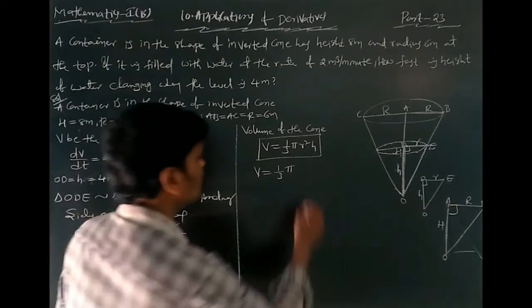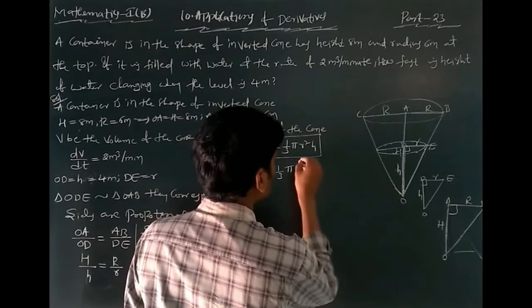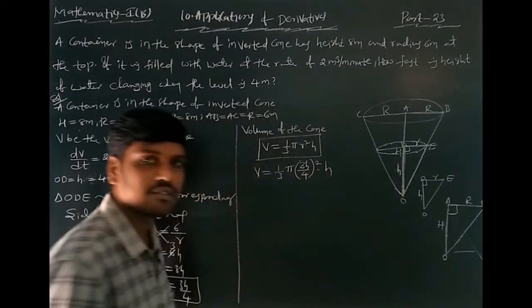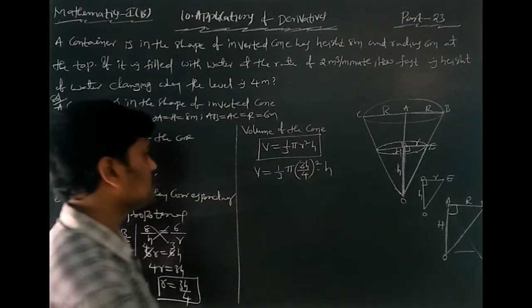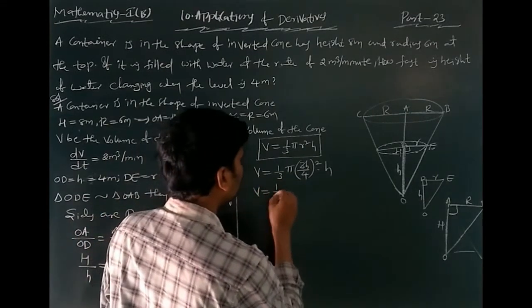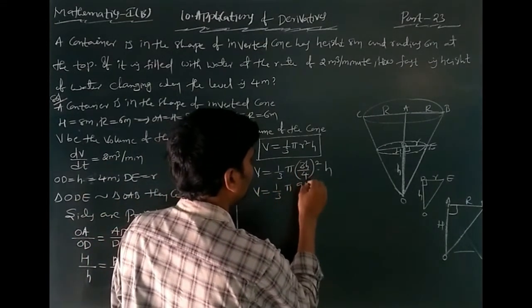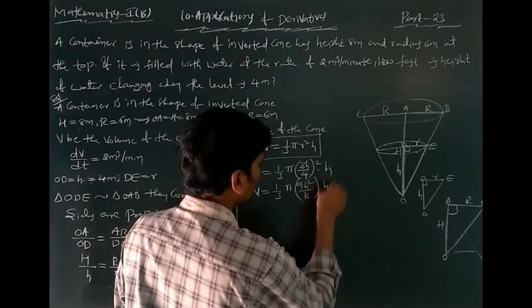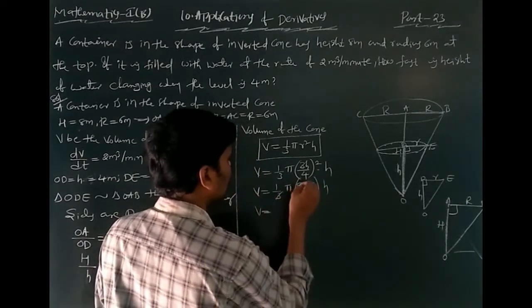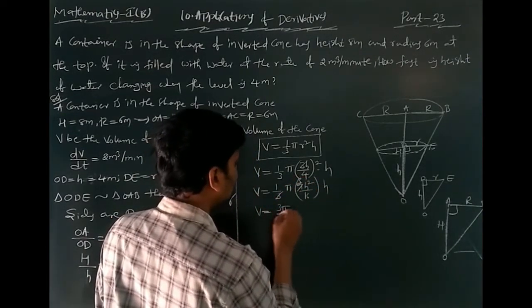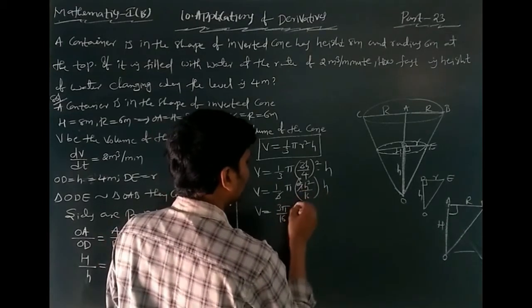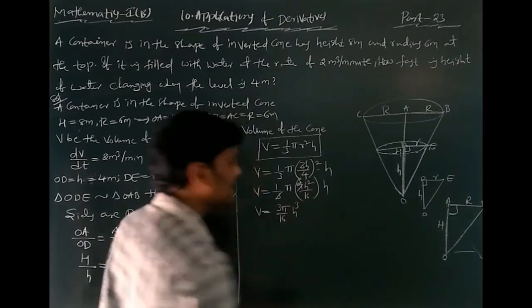3h by 4, 3h by 4 all squared into h. Understood or not? After that, V is equal to 1 by 3 pi into (3h) whole square, 9h squared by 16 into h. You can write V equal to 3 threes are 9, so 3 pi by 16 into h squared into h, you can write h cubed.